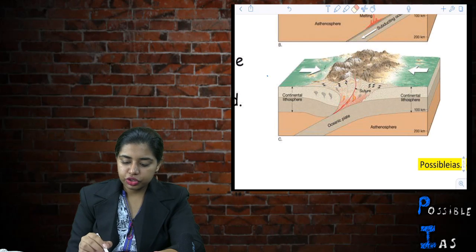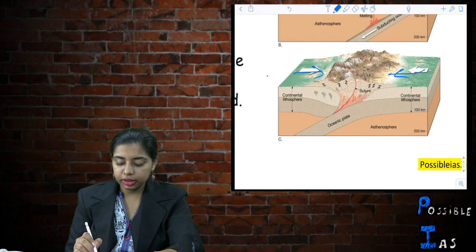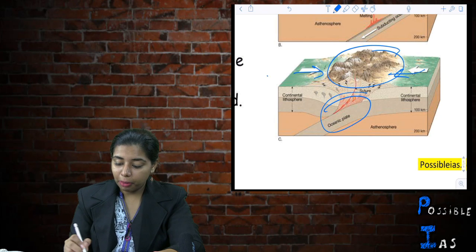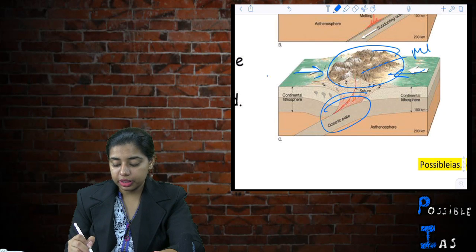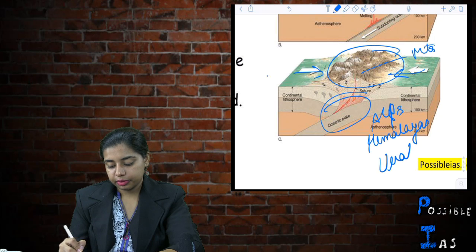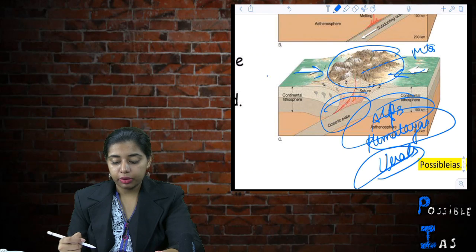So the important features about the continental lithosphere, when we revise: when two continental lithospheres move towards each other, the oceanic crust between them subducts, and when they collide, they form mountains. Examples of such mountains are the Alps, Himalayas, and Urals. So these are the examples of such mountains.